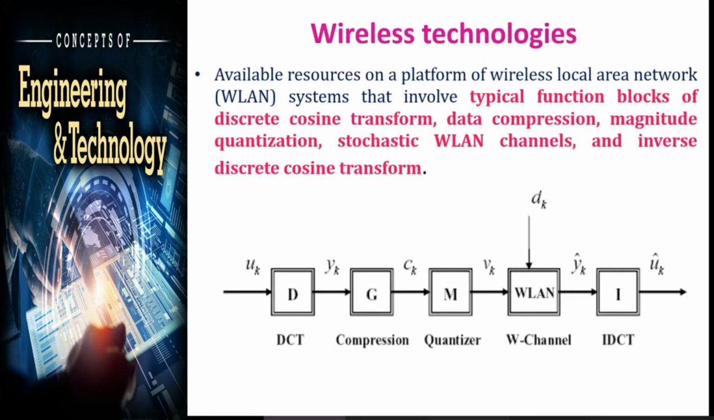Now look at wireless technology. We know that everywhere we are connected with wireless technology. Wireless local area network, WLAN, has the function that whatever information we have, we can share it everywhere, with free movement. We need to use the WLAN platform. With wireless technology, the information is taken, then goes through compression, quantizers, and channels, and then it is given.